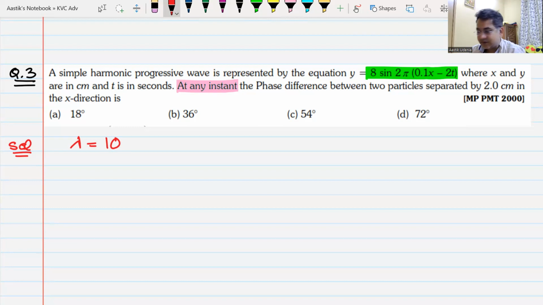You will have to understand the equation. Do you understand the value of lambda is 10? No one understands this. I can write this equation like this: 8 sine (2 pi by 10 into x minus 4 pi t). This is the coefficient of x.